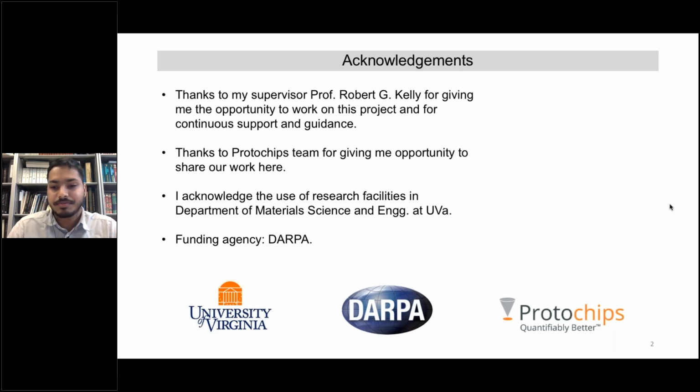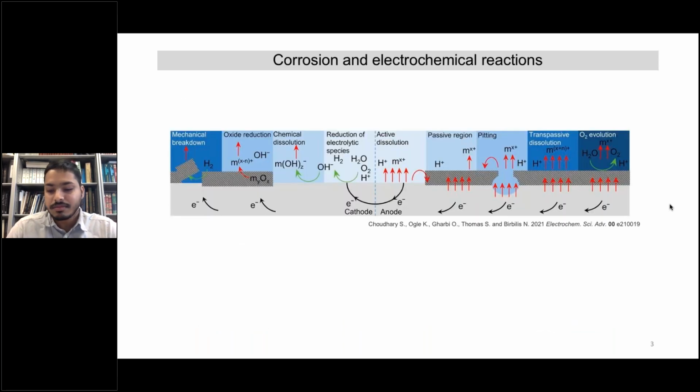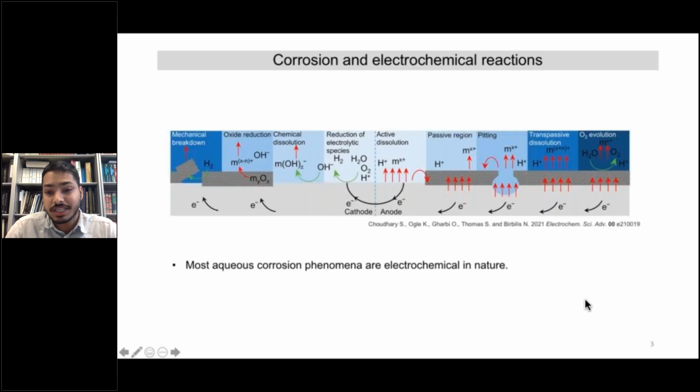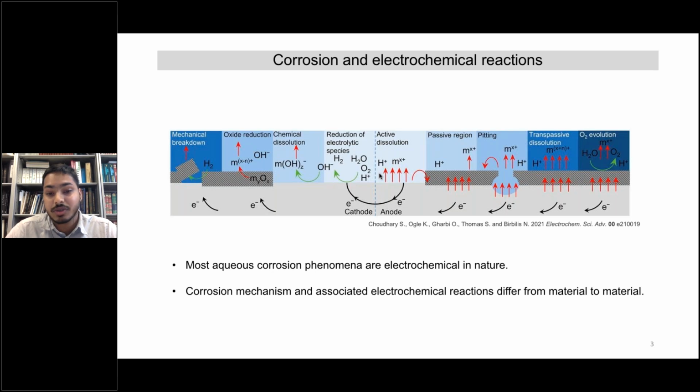All right, so let's start with the term corrosion. It is now well known that most aqueous corrosion phenomena are electrochemical in nature, which involves oxidation of the material and reduction of the electrolytic species. But the corrosion mechanism and associated electrochemical reactions differ from material to material, or if you change the electrolyte. For example, it could be either active uniform dissolution, or it could be localized dissolution, also known as pitting or crevice, or it could be selective grain boundary dissolution.